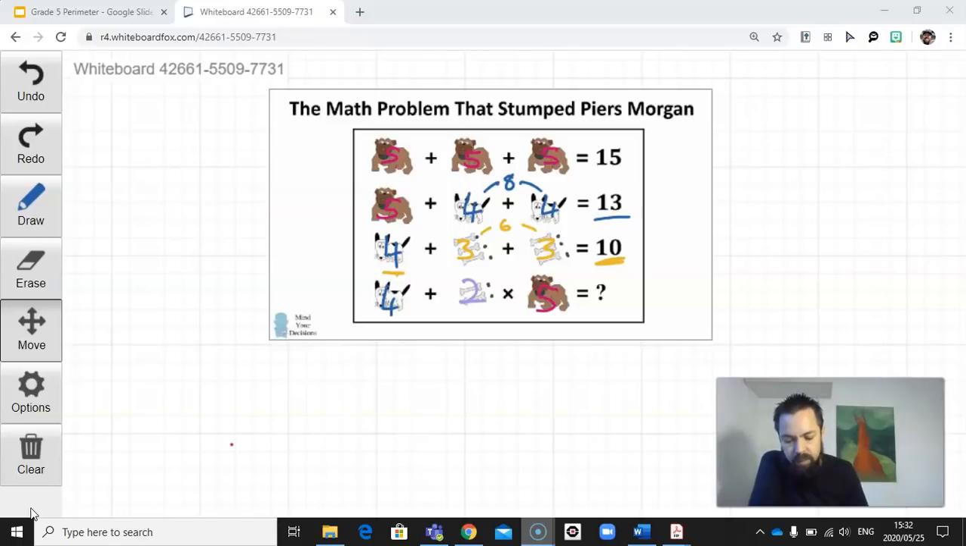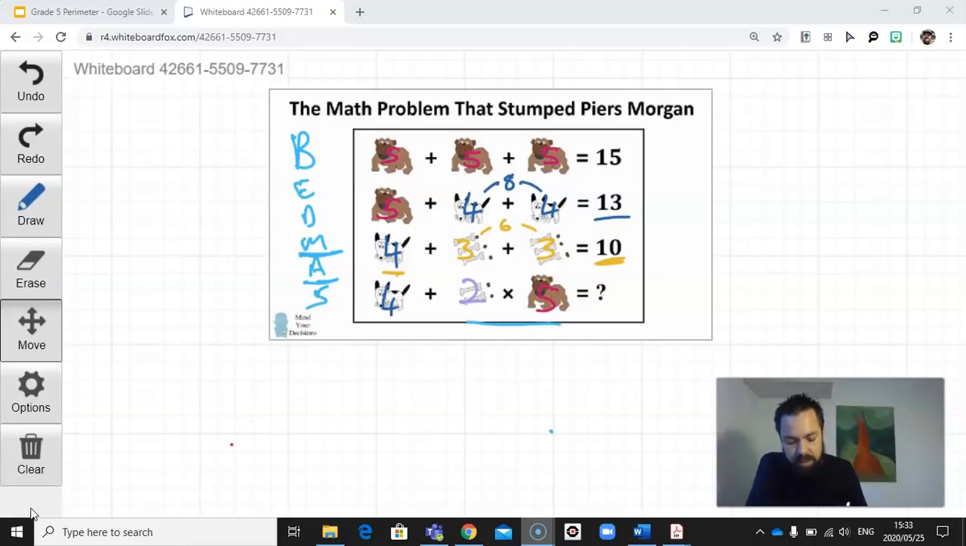Now this is where some of you may have made a mistake if you forgot about BODMAS. Let me write it down here. BODMAS. So that's our order of operations. And you will notice that multiplication comes before addition. So we need to do this part before we do the other part.